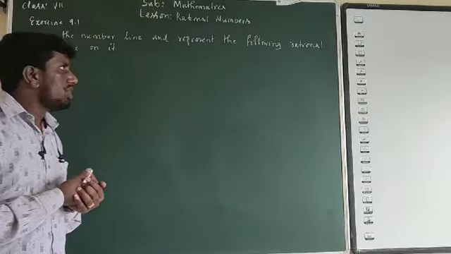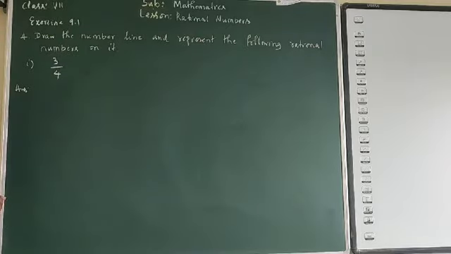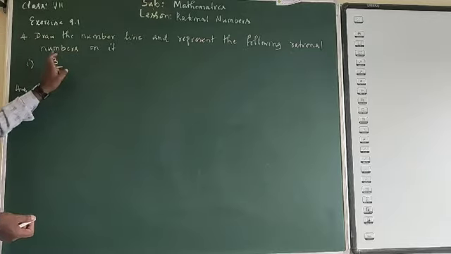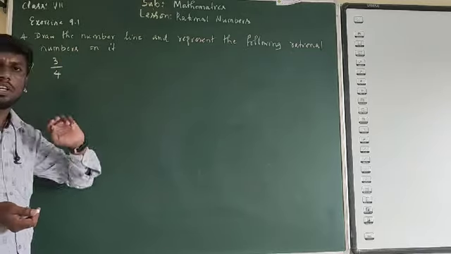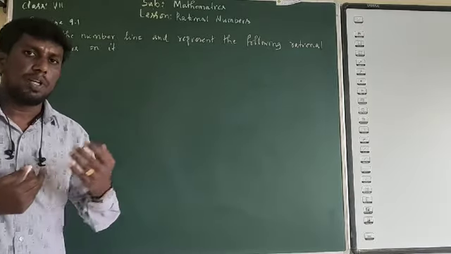Now in today's session we will go for the next one, that is the fourth question in exercise 9.1. Draw the number line and represent the following rational numbers on it. The first rational number is 3 by 4. It's very easy. You have learned it in your previous classes also.